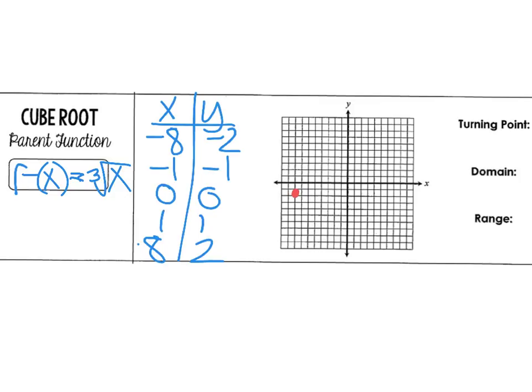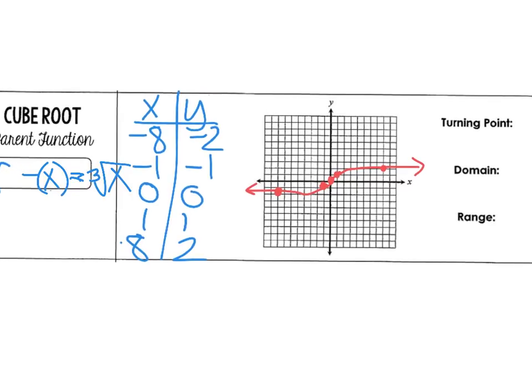There we go. Then -1, -1, 0, 0, +1, +1, and then to the right 8, up 2. So the parent function of our cube root function should always look like this. All right, this is always going to be our cube root parent function.